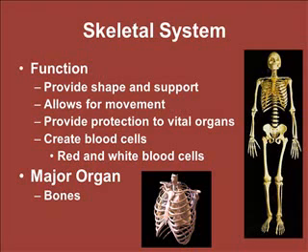Part of its job is also to provide protection to the vital organs, such as the lungs, the heart. It protects the brain. So all of those major organs that help keep your body systems working efficiently need a little additional protection, and that provides for that. It also creates blood cells, specifically the red and white blood cells, and there's a part of each bone that has a location for those blood cells to be created. Also, the major organ associated with the skeletal system is the bones.